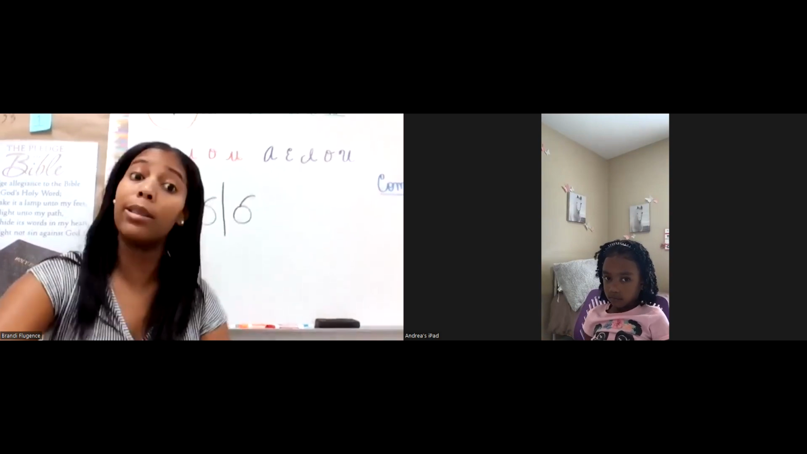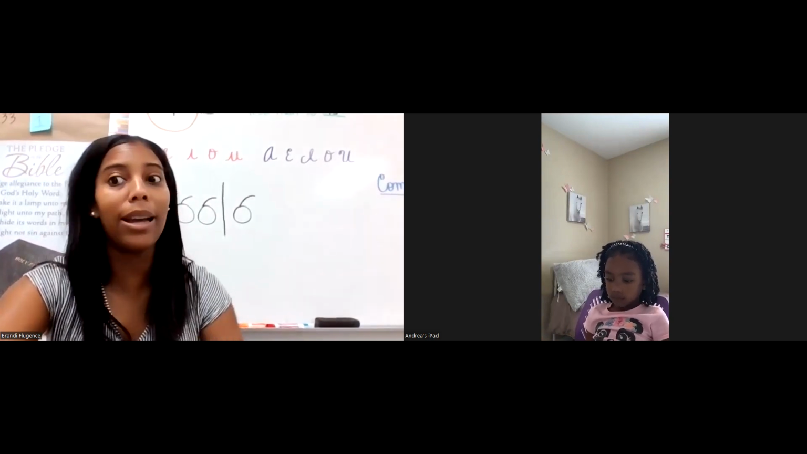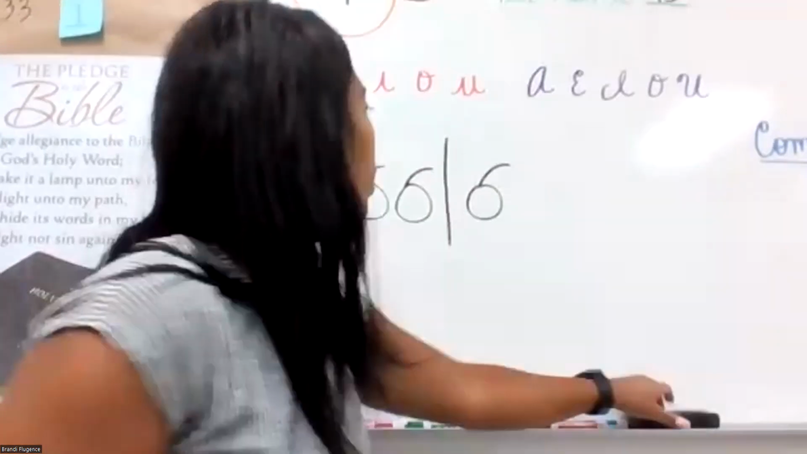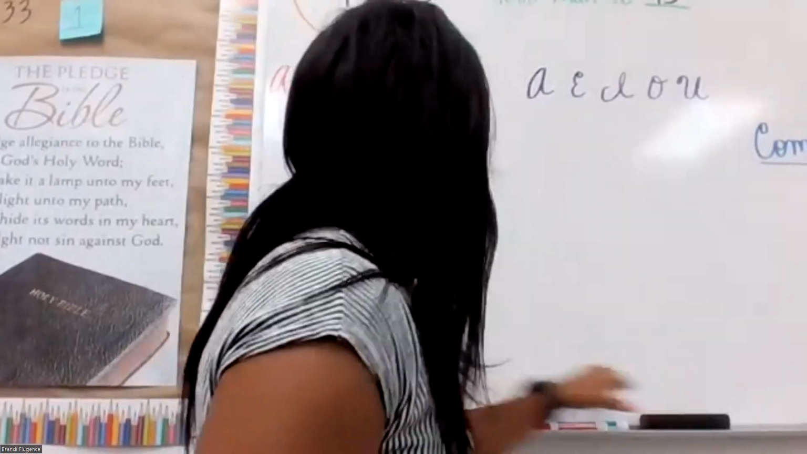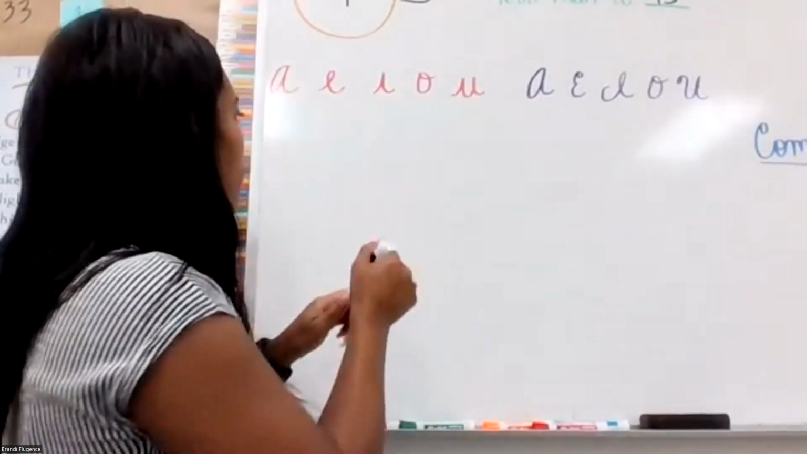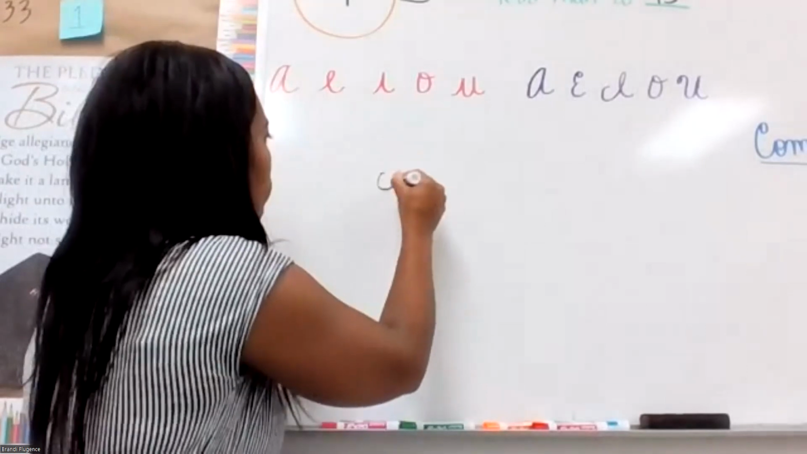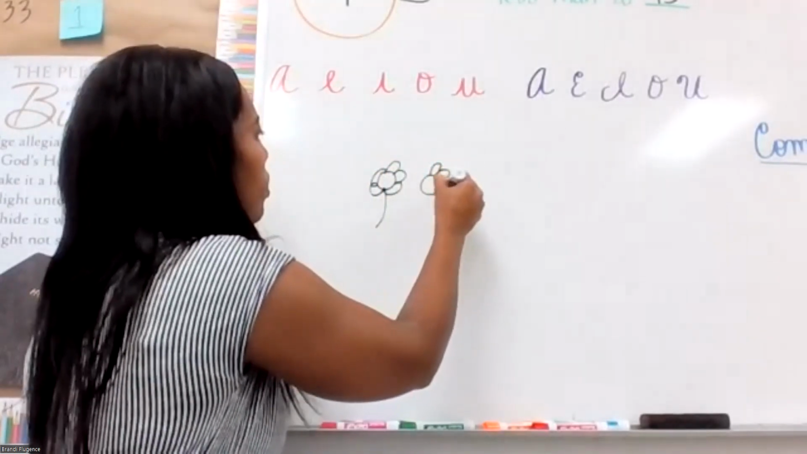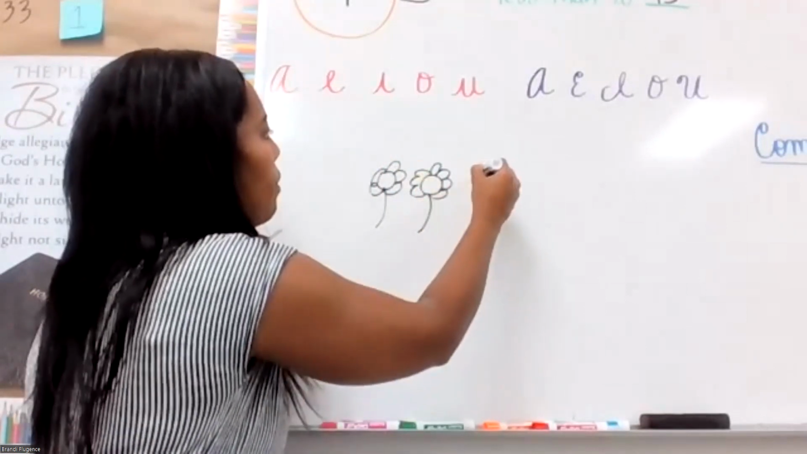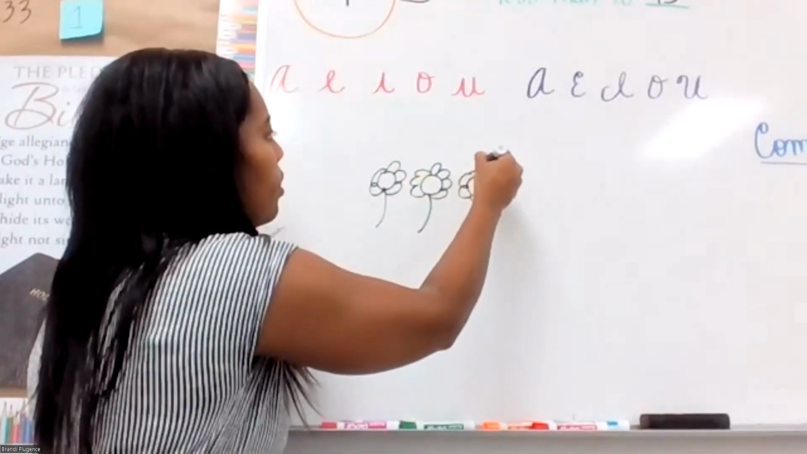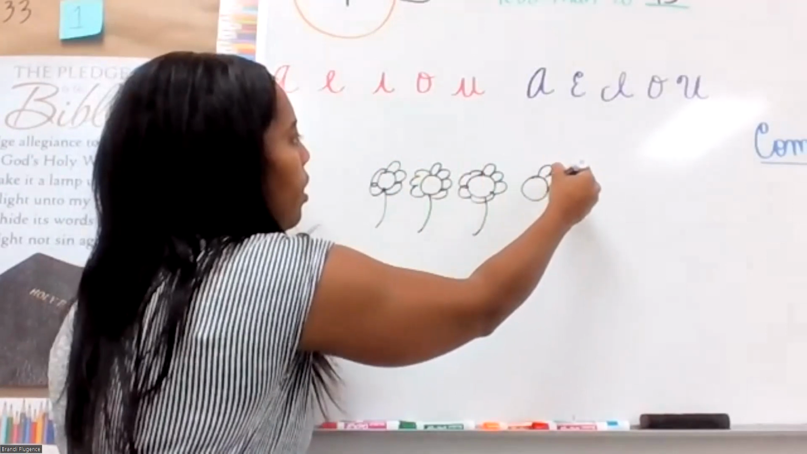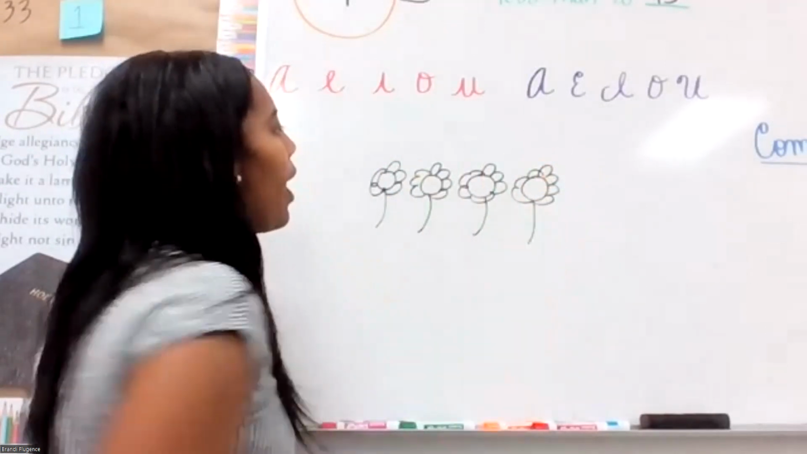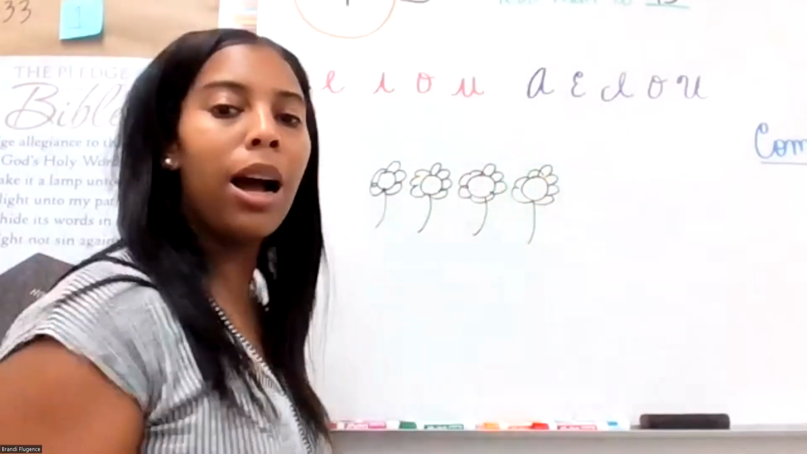Okay, good. Now let's do the opposite, which is some went away. So let's say I had 4 flowers. I had 4 flowers. Okay, my 4 flowers. I gave 2 to Mom.